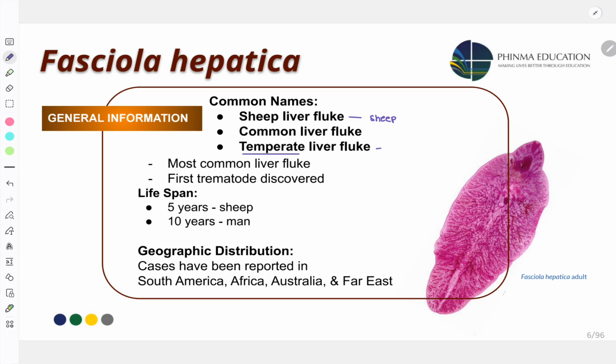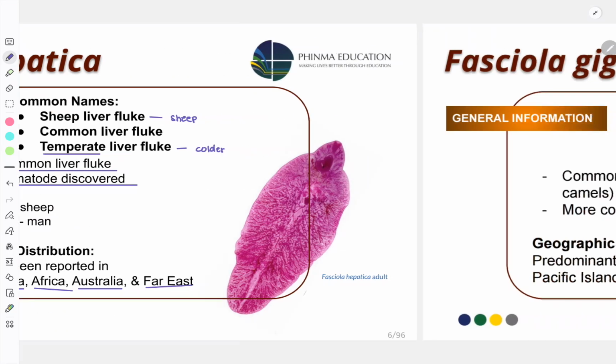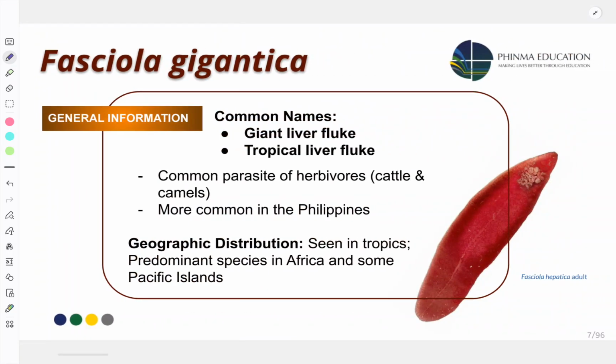When we say temperate, it prefers or is more common in colder climates, so countries that are colder. Your Fasciola hepatica is the most common liver fluke, and it is the first trematode that was discovered. In sheep, the lifespan of the adult worm would reach 5 years, and it could reach 10 years in man. As for geographic distribution, you have South America, Africa, Australia, and the Far East. It is more common in colder places compared to your Fasciola gigantica.